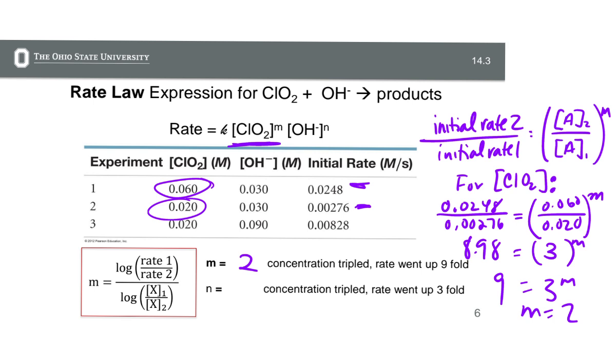So this is basically this exponent, and what that exponent is telling us is how the reaction proceeds with respect to the concentration of that reactant. What this is really telling us is that if we triple the concentration of ClO2, the rate goes up 9-fold. So the rate is highly dependent on the concentration of that. That makes sense?